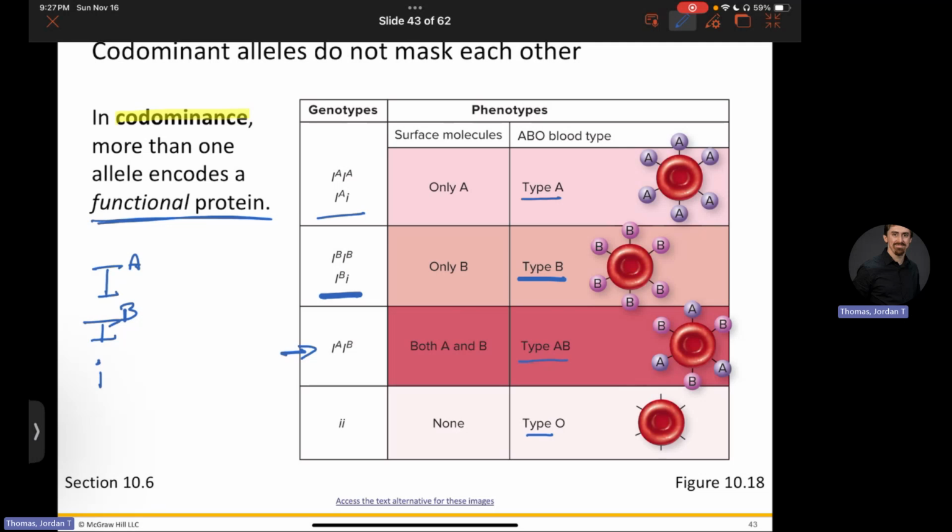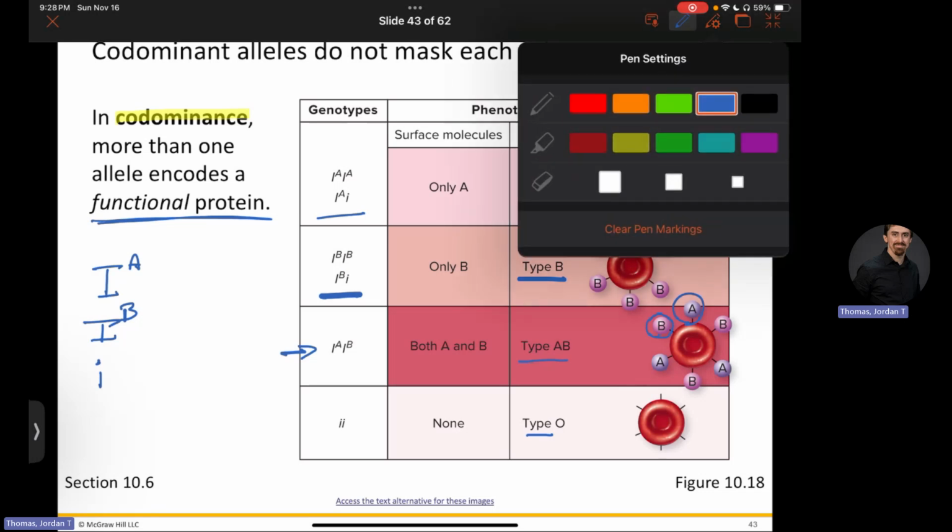So you may think, okay, which one's dominant? Well, neither is dominant to the other. Is it incomplete dominance? Well, no, there's not a blending of the phenotype. Both A and B proteins are present. Since both phenotypes are present and there's not a mixing, this is codominance. Both phenotypes are present and they are not mixed. And I can write that down at the top here.